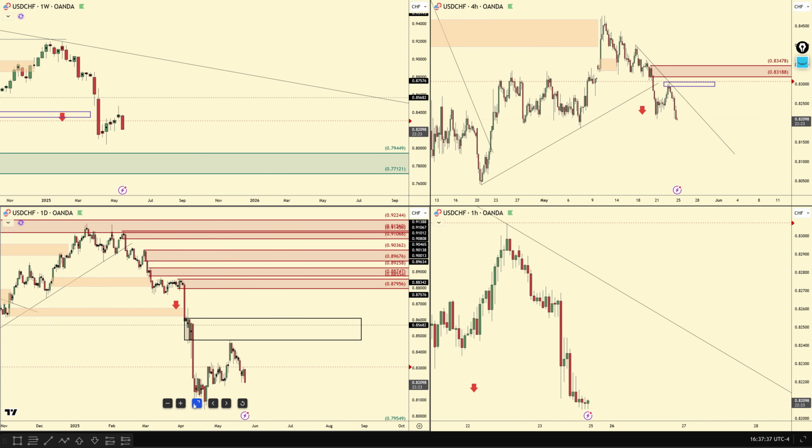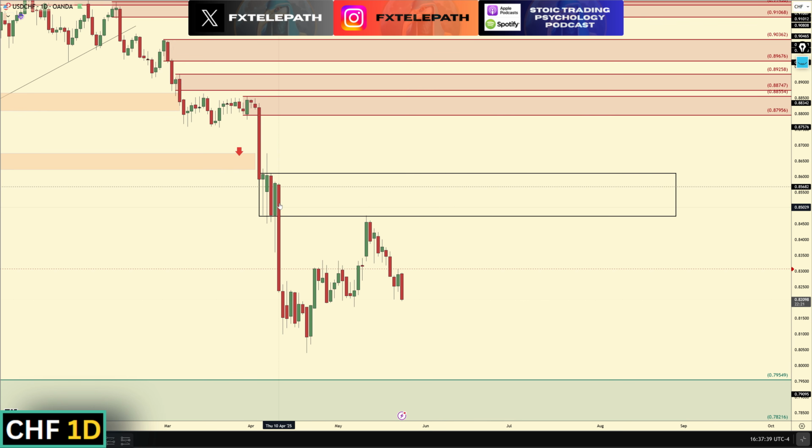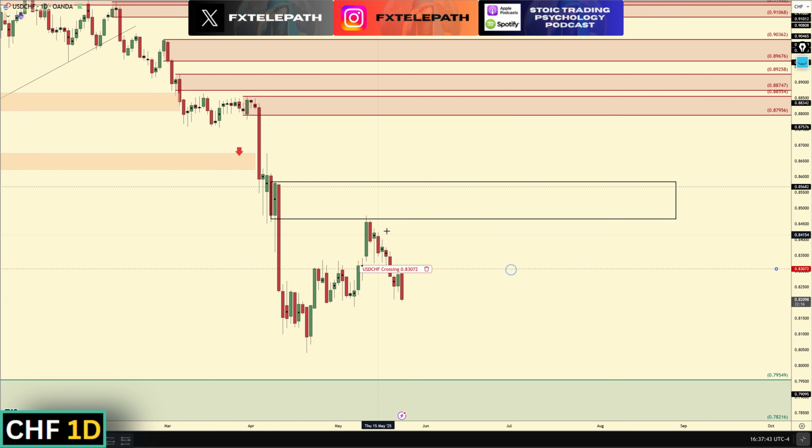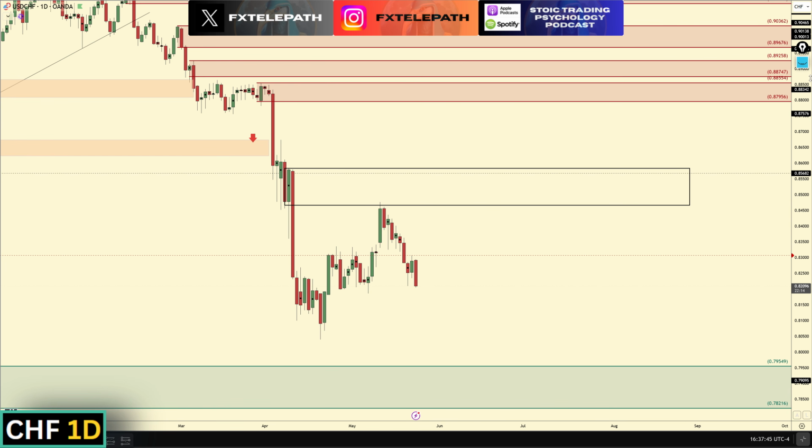If you look at the daily chart, I didn't have this daily area of supply based on my entire chart analysis here. But if you look, we got a beautiful reaction off this drop-base-drop area of selling or supply, whatever you want to call it.